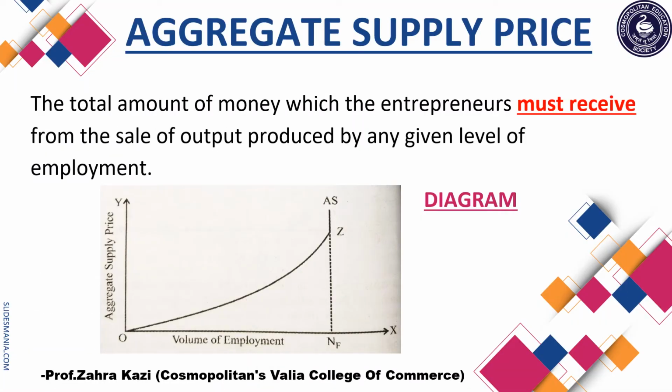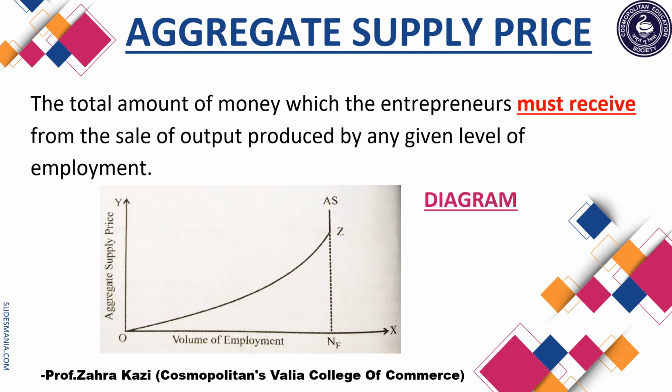The second determinant is aggregate supply price. Entrepreneurs during their production process have to employ a certain level of laborers. This involves certain costs which they have to pay in the form of factor income or factor payments. Along with this, they also incur the cost of producing the product. This makes up the total cost of production. Therefore, entrepreneurs must earn normal profits. So this is aggregate supply price.